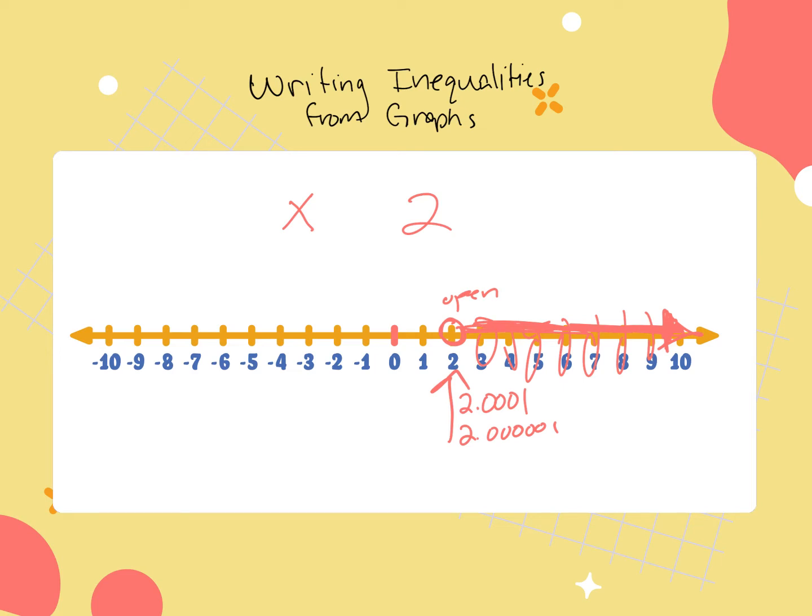So because it can't be exactly 2, we don't want to have that equal sign, that line underneath. We don't want that this time. It can't equal 2, but it's going to be everything that is bigger than 2: 3, 4, 5. These are all bigger than 2.